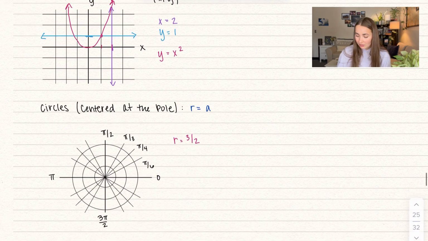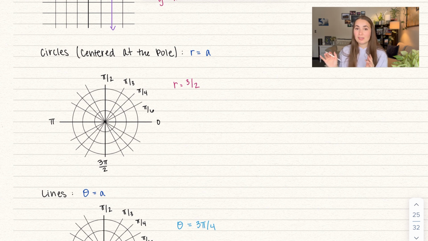So let's go through most of these in detail. So here we have a circle, and the circle is going to be centered at the pole or the origin. That's going to be given in the form that r is equal to some number a. So here, let's take the example r is equal to 3 halves. The distance from the origin to the point is always going to be 3 halves, no matter what angle we're at.